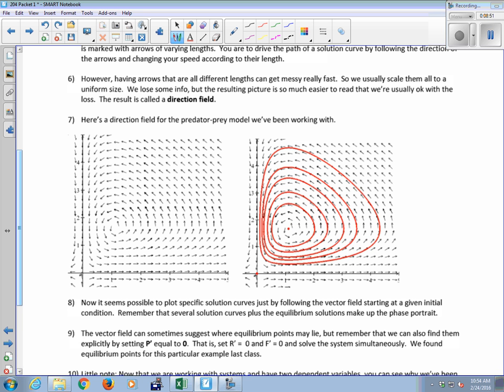So here's a direction field for the predator-prey model that we've been working with. You can see the direction field indicates that solutions are spiraling, which is exactly what you found in the activities last class, right? As the rabbit population increases, the fox population increases, but then if the fox population gets too big, the rabbits start to die, and then as the rabbits die, the foxes die, and it just keeps cycling back around.